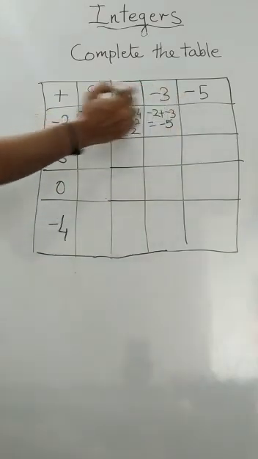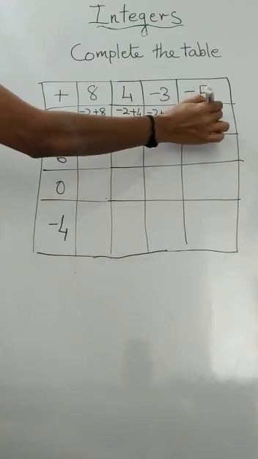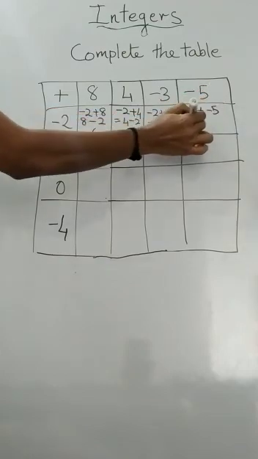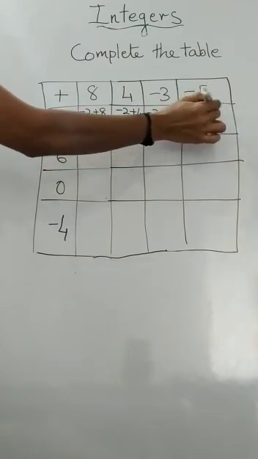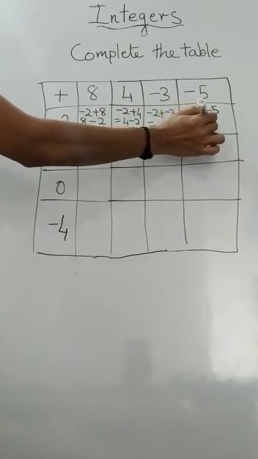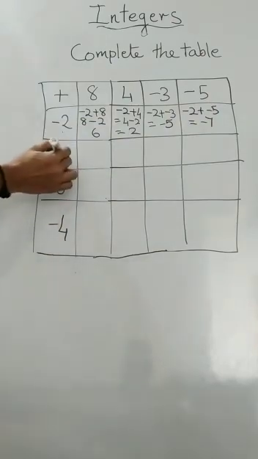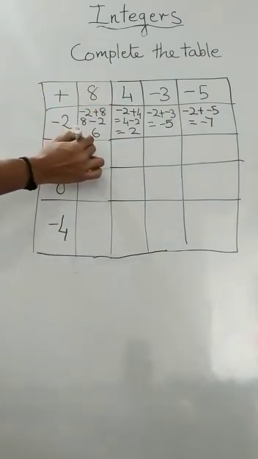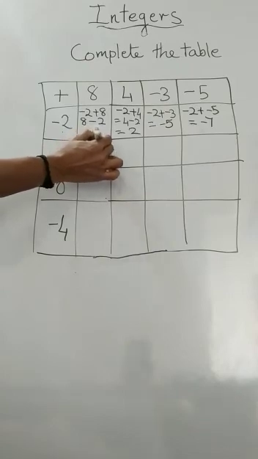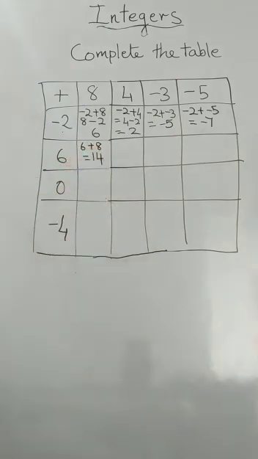Okay. Next, minus 2 plus minus 5 will be the answer. Again, you will add 2 plus 5. How much is it? 7. So you put a negative sign. Minus 7 will be the answer. Next, both are positive numbers. What is it? 6 plus 8. What will be the answer? Simple addition. The answer will be 6 plus 8 is 14.